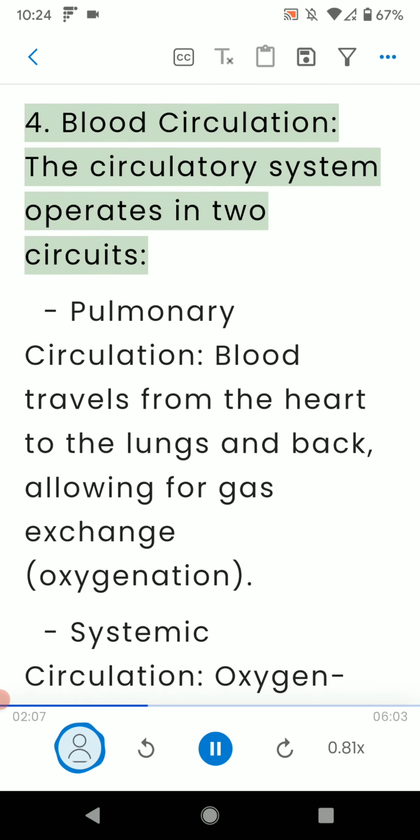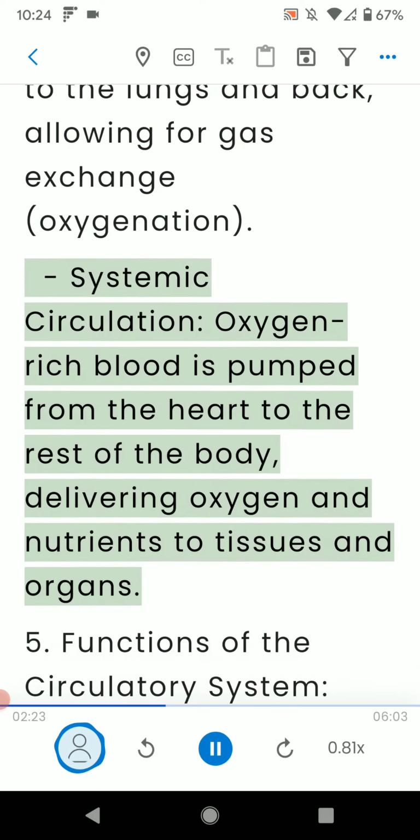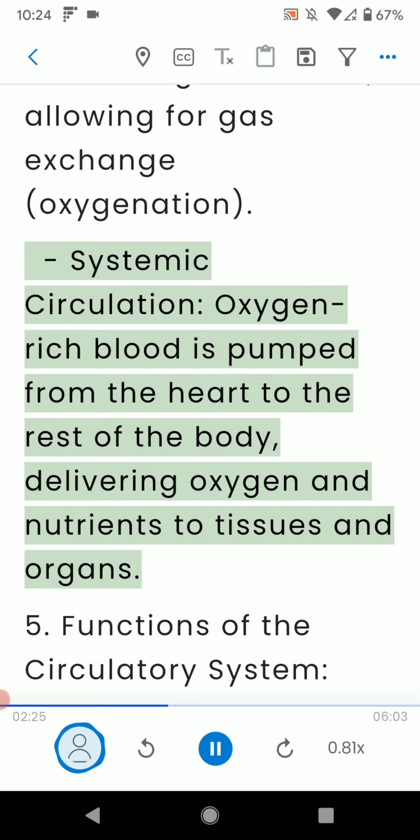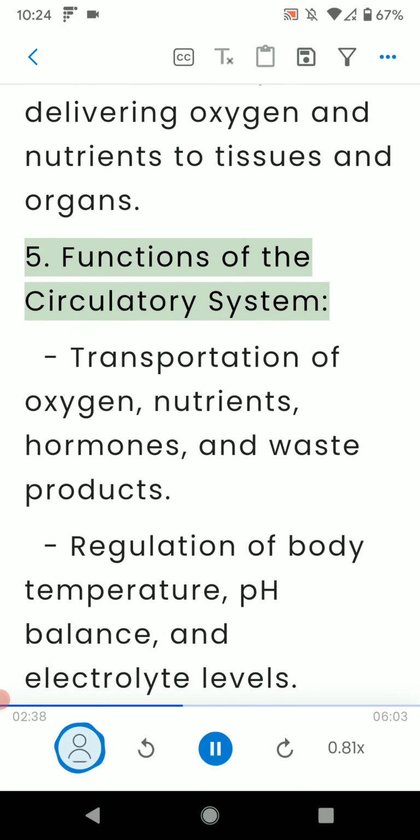4. Blood circulation. The circulatory system operates in 2 circuits. Pulmonary circulation: blood travels from the heart to the lungs and back, allowing for gas exchange. Systemic circulation: oxygen-rich blood is pumped from the heart to the rest of the body, delivering oxygen and nutrients to tissues and organs.